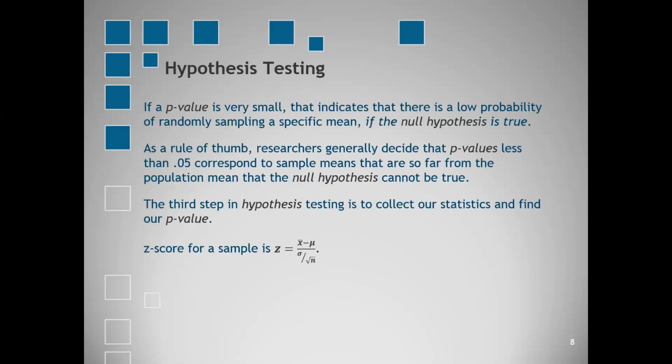As a rule of thumb, researchers generally decide that p-values less than 0.05 correspond to sample means that are far from the population mean, so that the null hypothesis cannot be true. Stated another way, if we find we have a less than 5% chance of randomly drawing a sample mean from the population, then we have evidence that the mean stated in the null hypothesis is false.